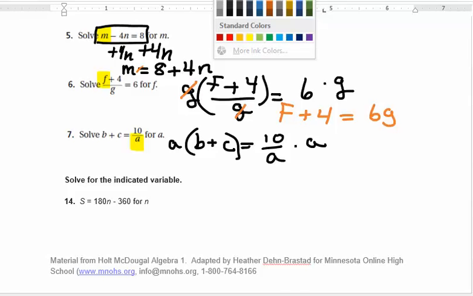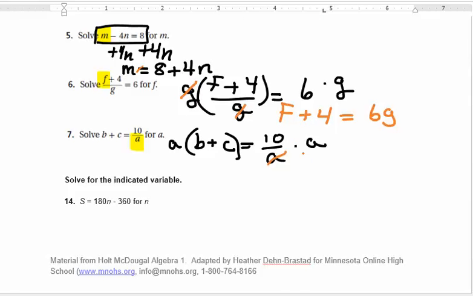On the right side, the times a divided by a, that cancels. So we're left with here a parentheses b plus c is equal to 10. Now, some people would automatically multiply that through a distributive property and say AB plus AC, but we're trying to solve for A, remember.